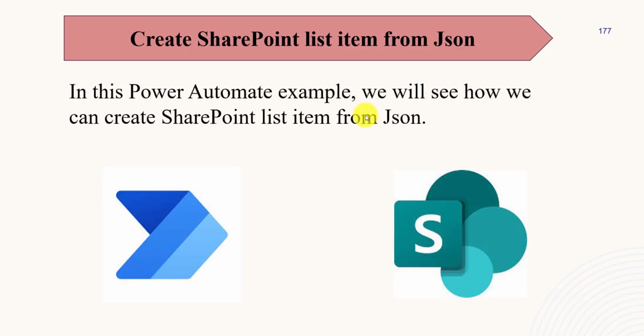Hello everyone. In this Power Automate session, we will discuss another Power Automate example, that is how we can create a SharePoint list item from JSON code. Now let's move on to Power Automate and see how we can do this automatically using a Power Automate flow.